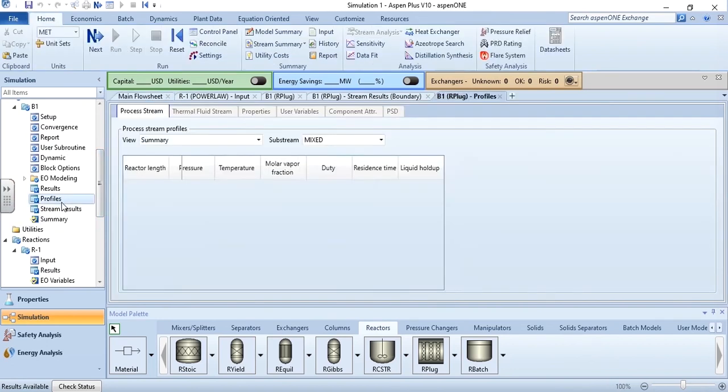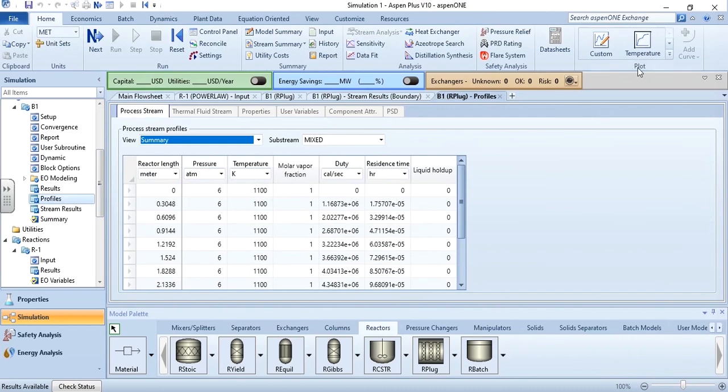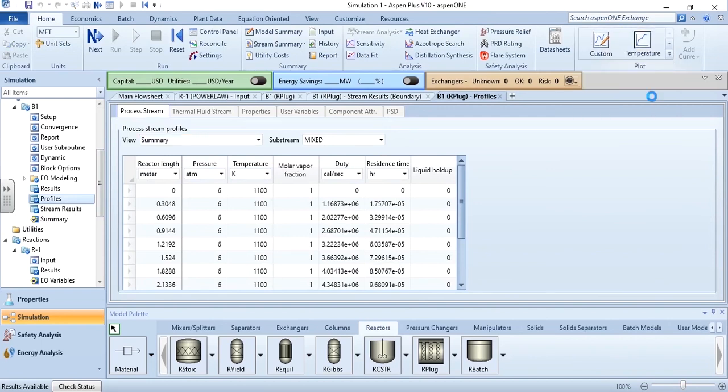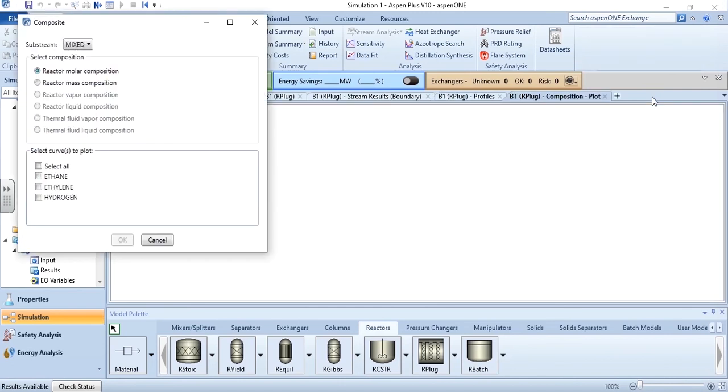So go to profiles, the last part of it. And if you want to draw the composition profile, temperature profile, pressure profile, it's up to you. But since the temperature is constant, no need to specify the temperature profile, and similar for the pressure as well, because you haven't specified any pressure drop.